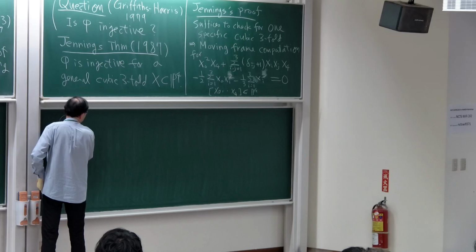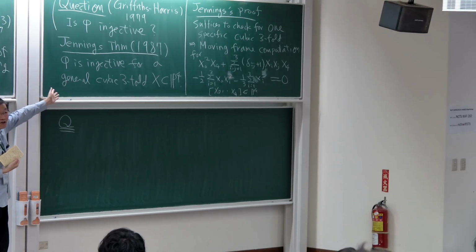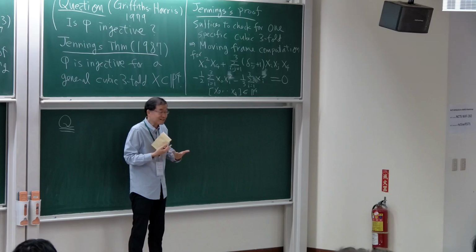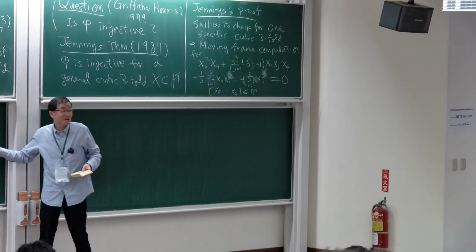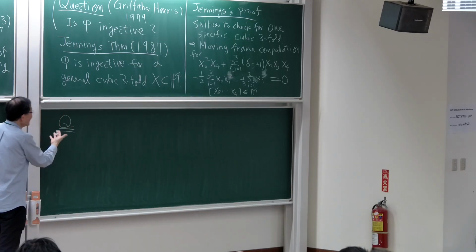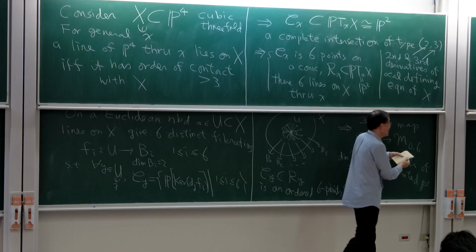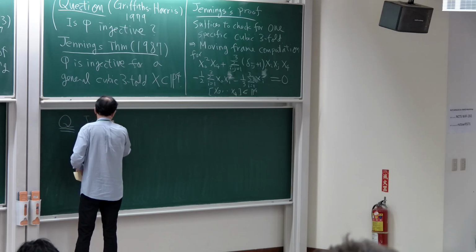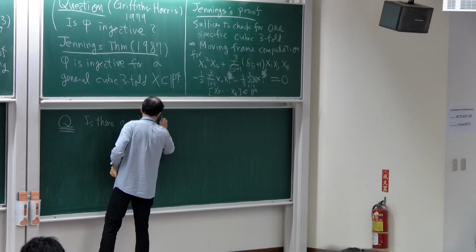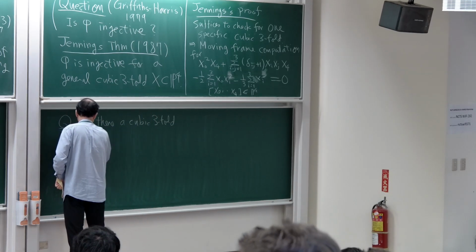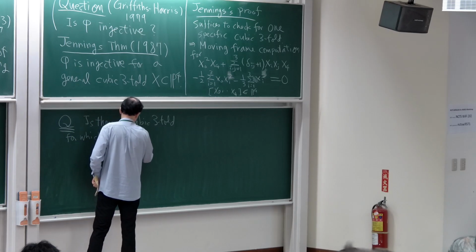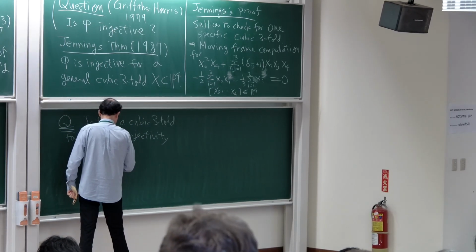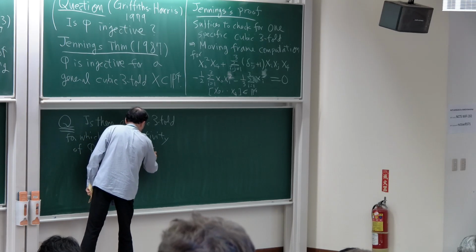So I was interested in this question, and then I learned about this answer. It was answered like this, but it was not so satisfying to me because it doesn't really tell me why this map is really injective. So I was looking for a more geometric explanation. And so, as Gabi suggested, is there a cubic threefold for which the injectivity of phi is obvious for some geometric reason?